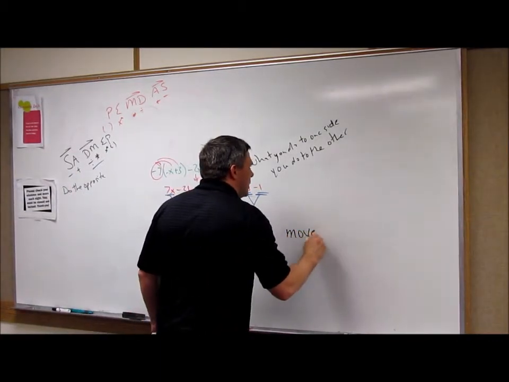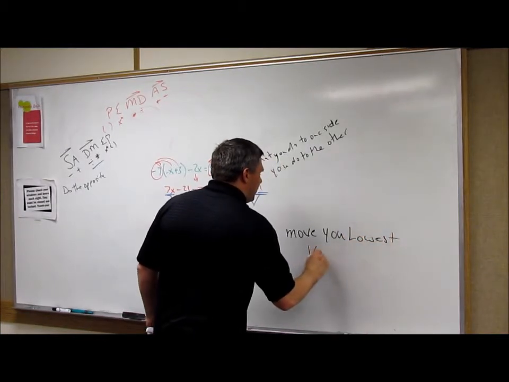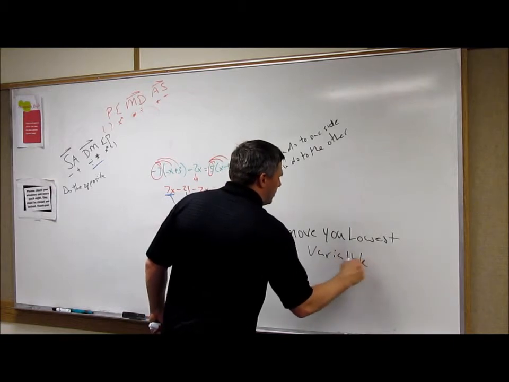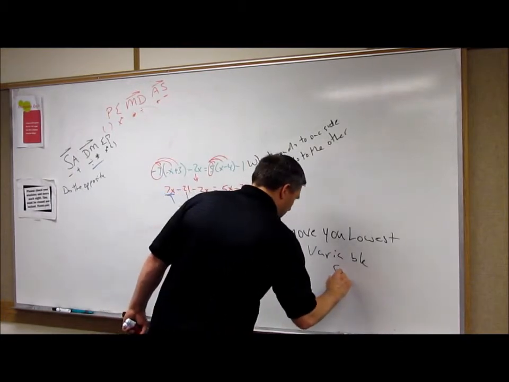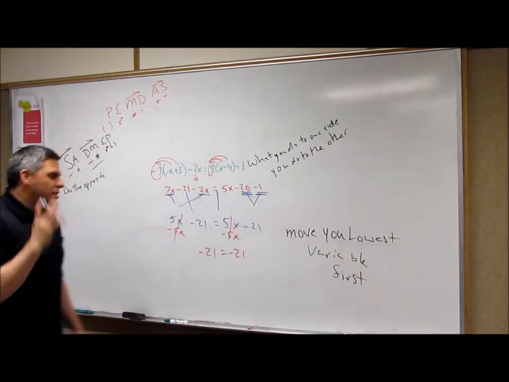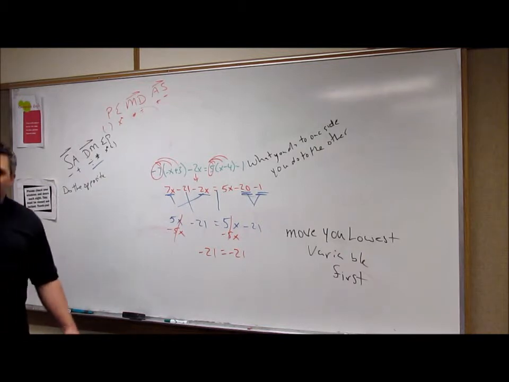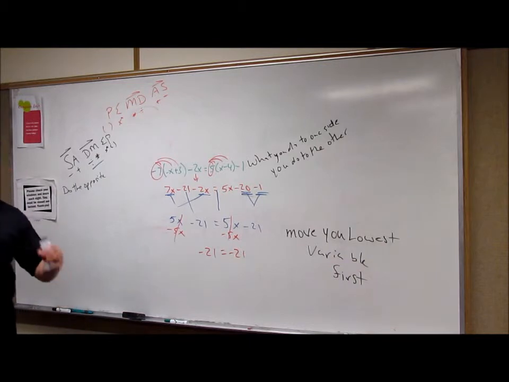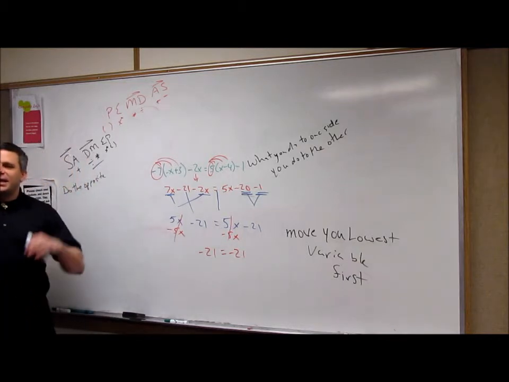move your lowest variable first. Okay? You gotta move the lowest variable first. When you ask yourself, okay, which one's lower, 5 or 5? It should click. They're the same. But maybe it doesn't. So you subtract or you add a negative 5x, negative 5x, and it cancels them.